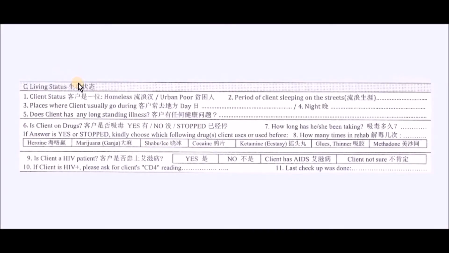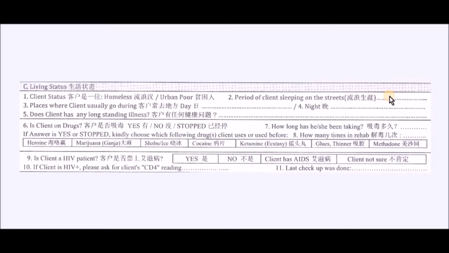Moving on to Section C, which is the living status of the client. You'll first have to identify whether the client is homeless or an urban poor. Please find more information about this by interviewing the clients regarding their income, rent, and the place where they stay. If the client is homeless, please record down the duration of the client sleeping on the streets over here.